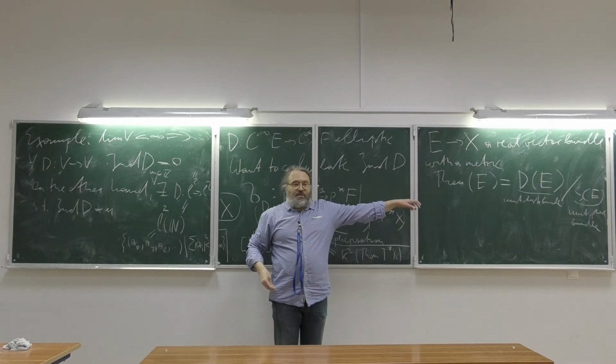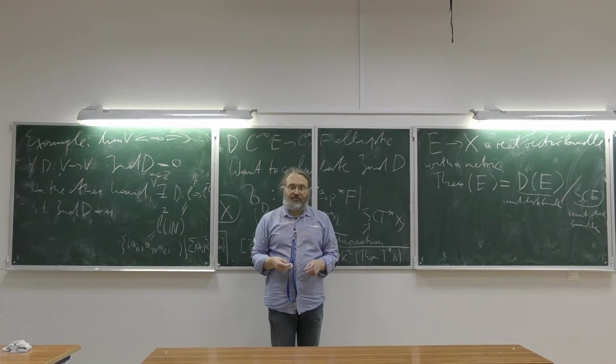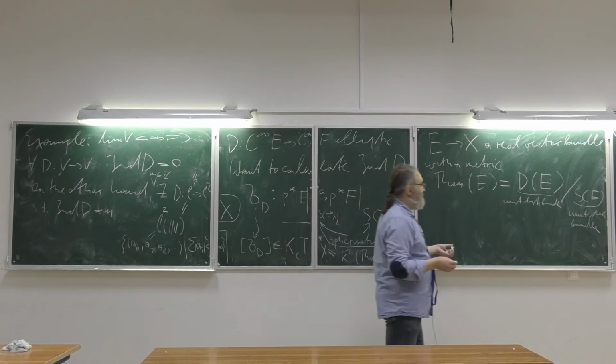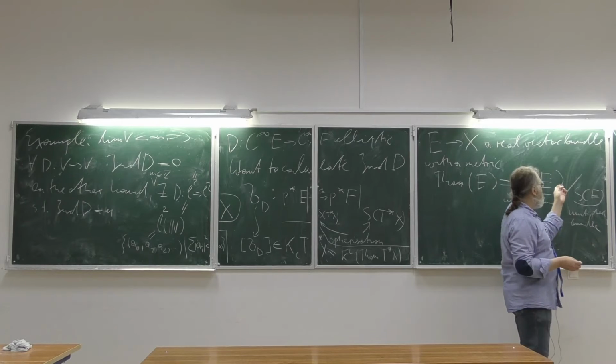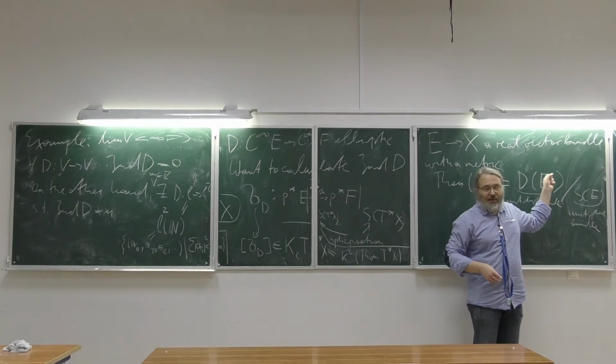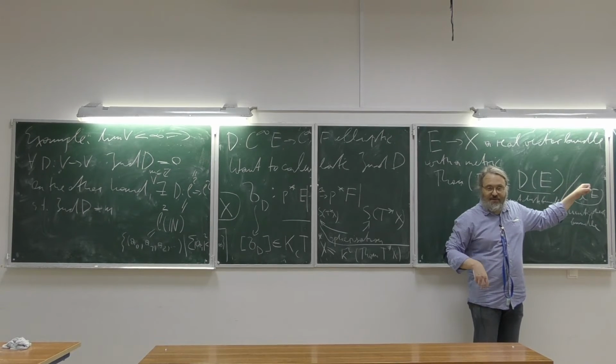Okay, does this make sense? Well, this means we have the unit disk bundle, and inside it we have the unit sphere bundle, and then we collapse the unit sphere bundle.